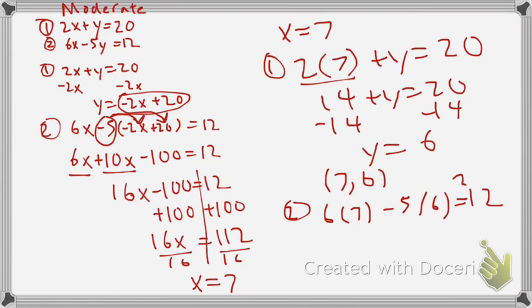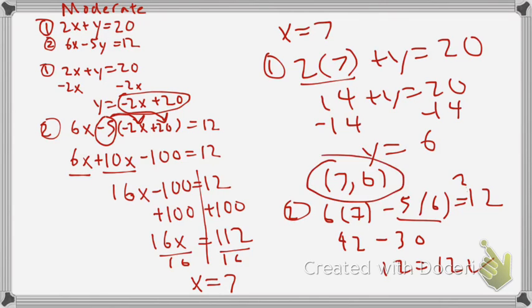Right? So 6 times 7 is 42. Negative 5 times 6 is going to be negative 30. 42 minus 30 is going to be 12. 12 is equal to 12. That's good. So my answer is 7, 6. Again, if I were to graph those two linear equations, they would intersect at the point 7, 6.